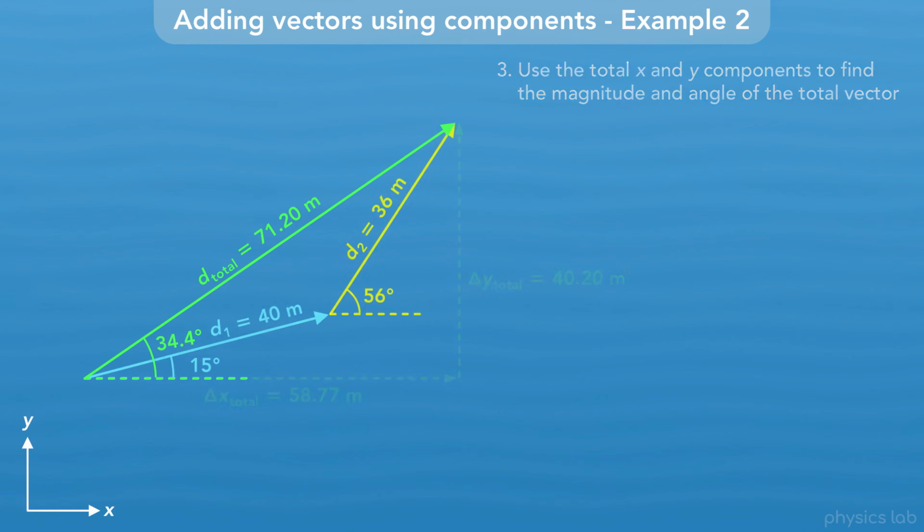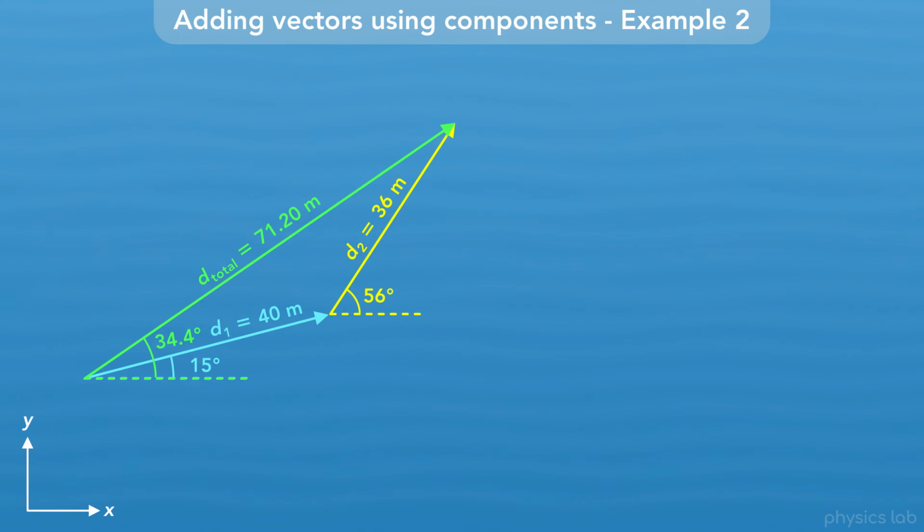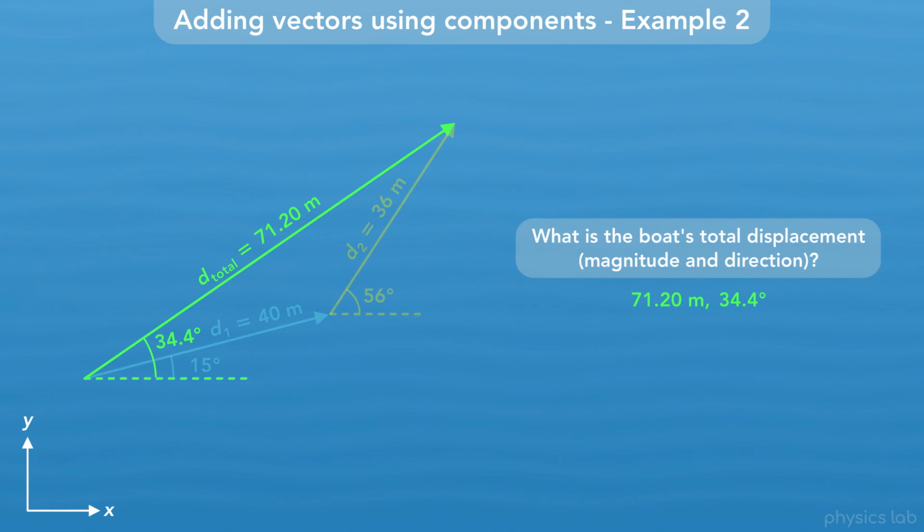So when the boat traveled these two displacements, d1 and d2, the boat's total displacement was 71.20 meters at an angle of 34.4 degrees.